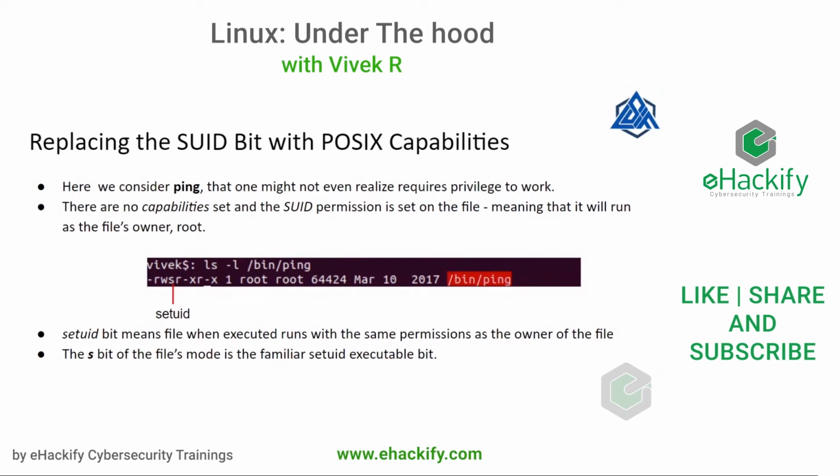Root will always have all the capabilities, all 37 or 38 capabilities. So this ping command actually executes with the full set of capabilities. If a vulnerability is found in ping, then we can exploit that vulnerability and take over the system. That is the issue with the SetUID permission. We will see how we can remove the SetUID permission from the ping command, what happens if we remove it, and how we can fix it using capabilities.